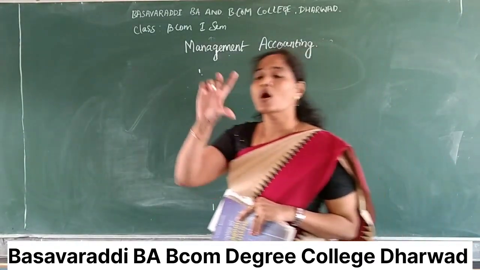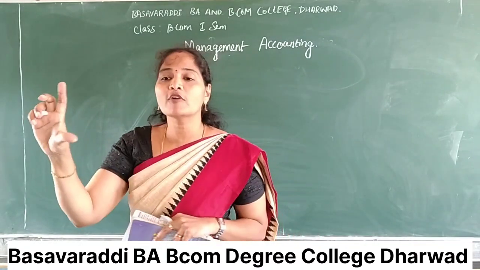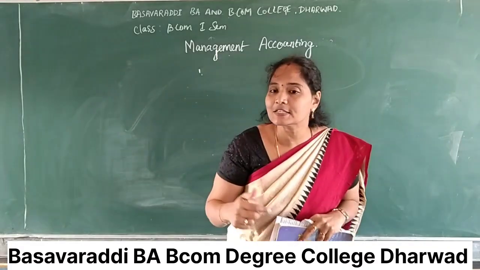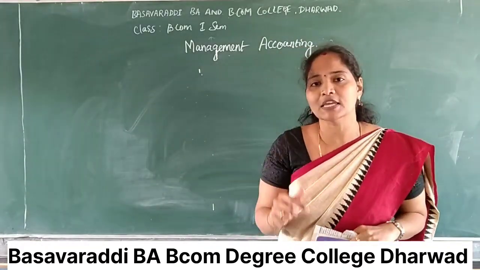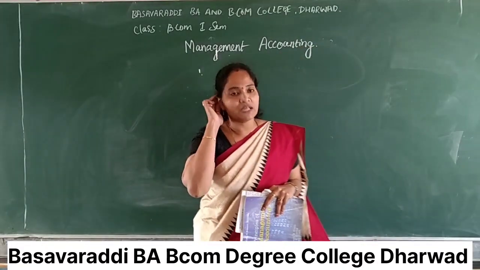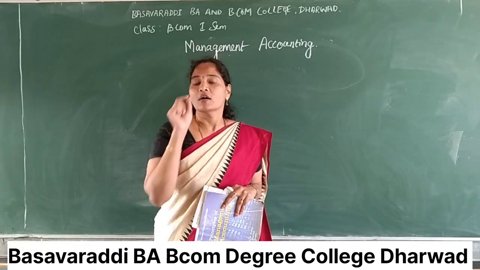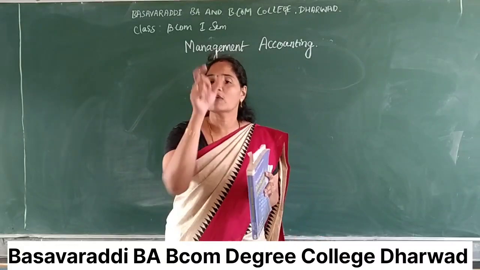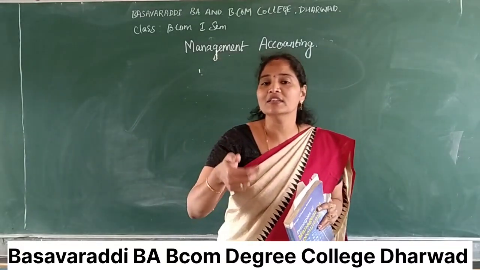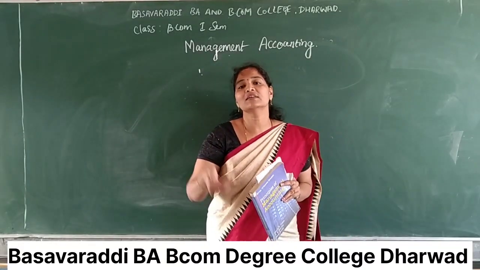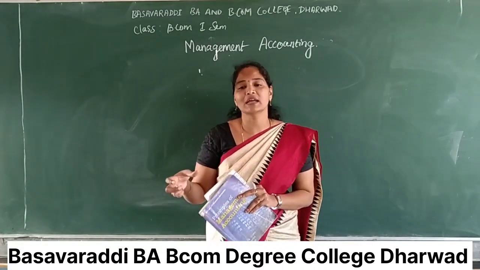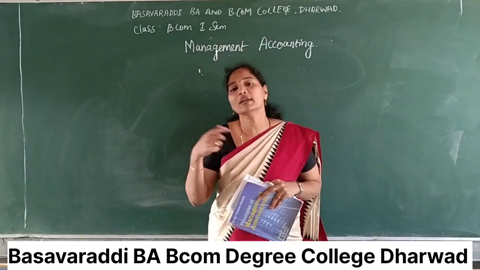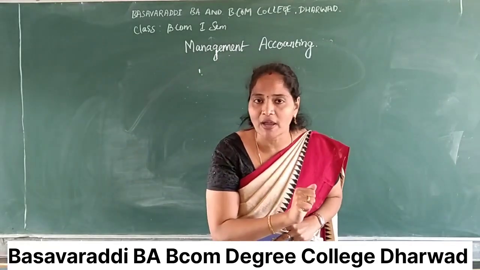First we have to make a chart for the schedule of changes in working capital. Already we discussed how to find out the working capital. That means working capital we have to find out. First we have to write whatever current assets we have in the problem, and from that we have to deduct the current liabilities. We will get whether it is an increase in working capital or a decrease. First we have to find out that.